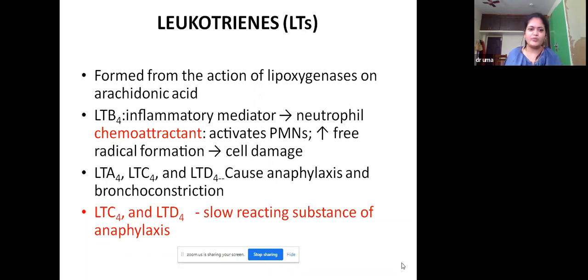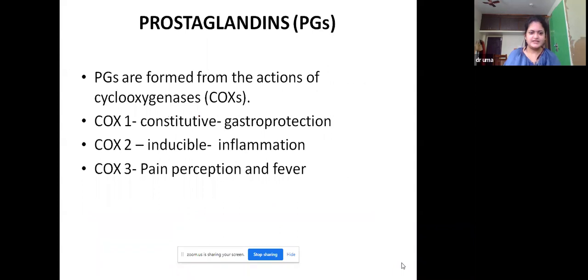So in this slide, the important thing is leukotriene B4 is chemoattractant. C4 and D4 are said to be slow reacting substance of anaphylaxis. And prostaglandins are formed from the action of cyclooxygenase. Three types are there: cyclooxygenase 1, 2, 3. The constitutive one is present in our body. It is mainly concerned with gastroprotection.